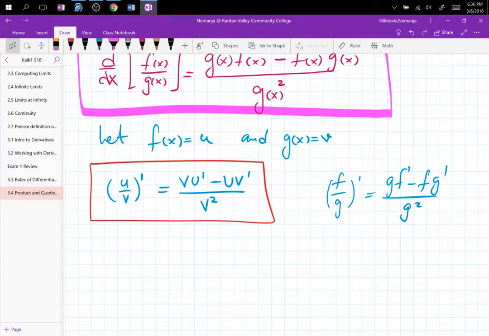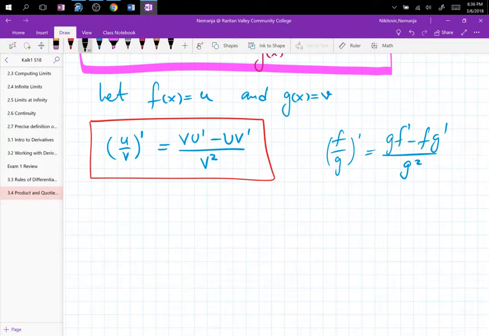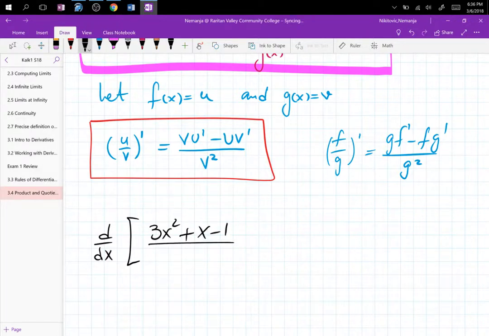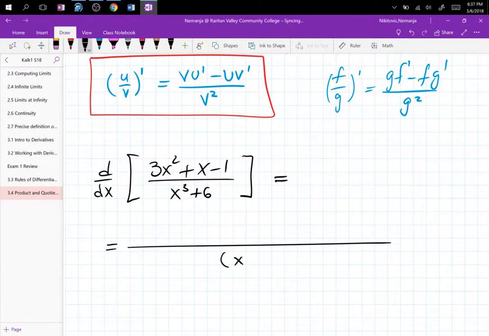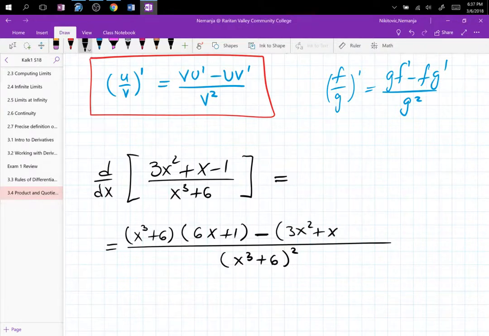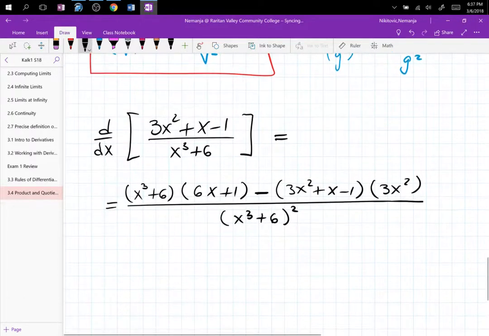Quotient rule. Great. Let's do examples now. You have the formula. So let's find the derivative of 3x squared plus x minus 1 divided by x cubed plus 6. We take the denominator and we square it. And then we put the denominator as is times the derivative of the numerator, which is 6x plus 1, minus copy the numerator, 3x squared plus x minus 1, times the derivative of the denominator, 3x squared. Did I mention this is going to be long? It's going to be long.